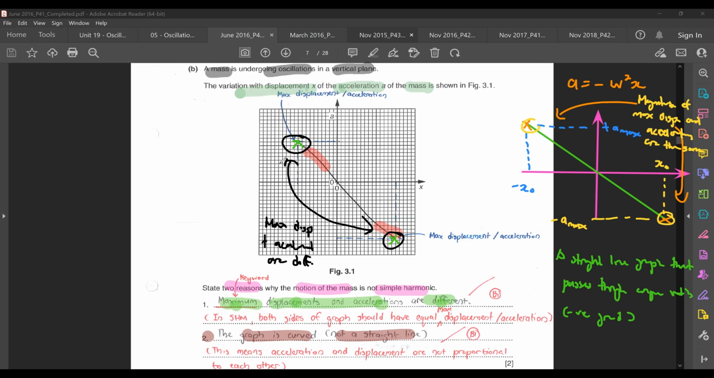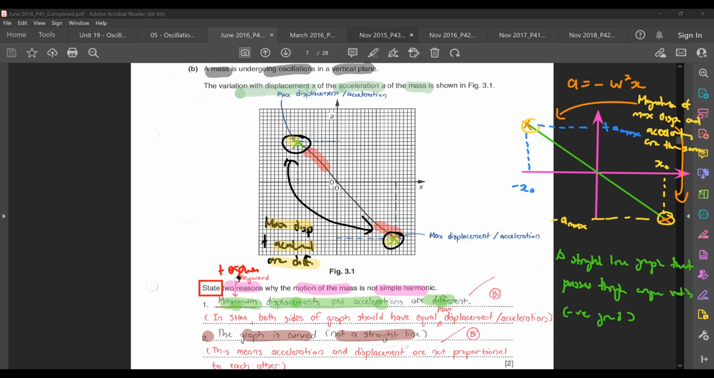Okay, so this is another reason why your existing graph is not SHM, because maximum displacement and acceleration are different, in addition to it not being a straight line. Now your question here just requires you to state the reason. They didn't really ask you to state and explain. There's no state and explain here.